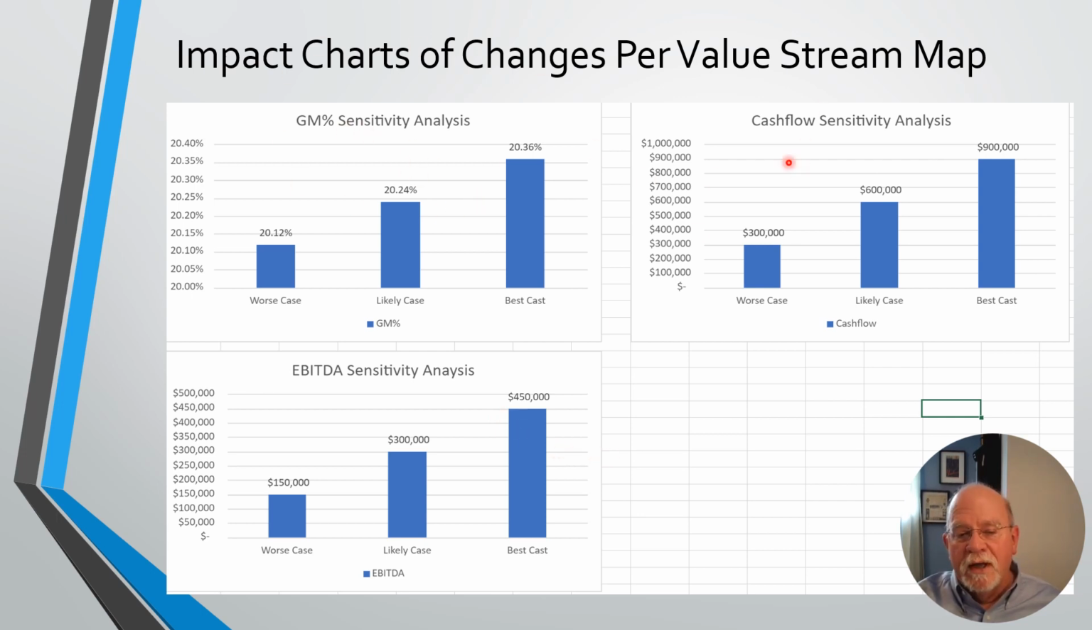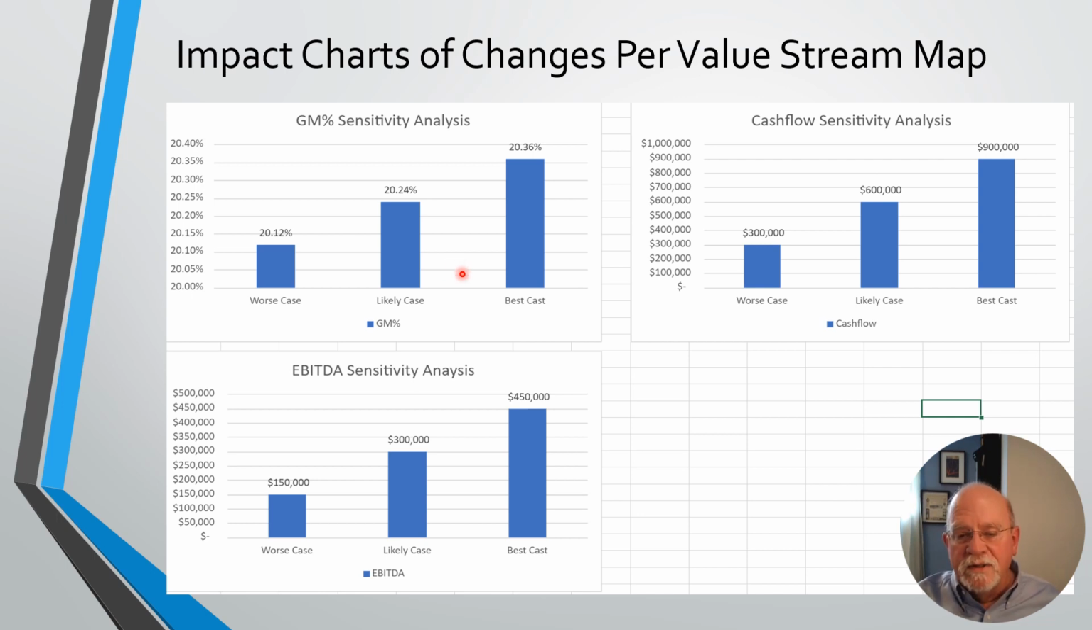The next chart that the model generates is what's called a sensitivity analysis, and we look at gross margin, cash flow, and EBITDA, and we ask the client if the model is generated the likely case based on the previous slides, what would be the plus or minus to the likely case? In other words, what would worst case look like and what would best case look like? And the client said, well, why don't we go minus 50% to likely and plus 50% to likely? So we load those percentages in and the model calculates these charts.